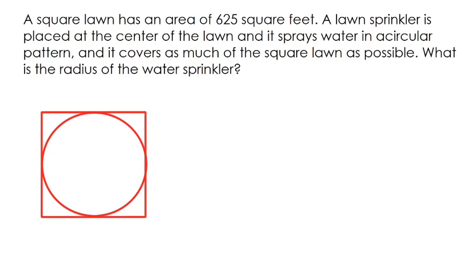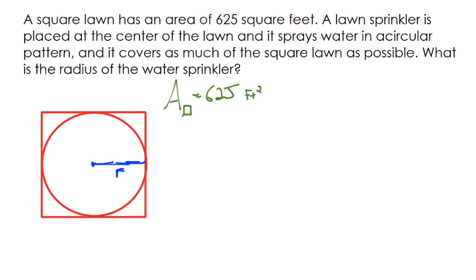We know that the area of the square equals 625, and I'll put my units, square feet. But then we have this circular lawn sprinkler, and I've drawn the circle, and then we know that the radius of that is what we're trying to find. If the area of the whole square that I've drawn is 625, then what's the radius of this circle?